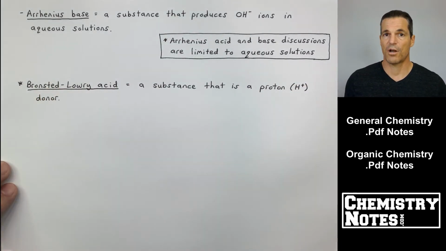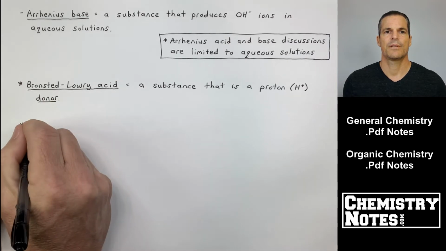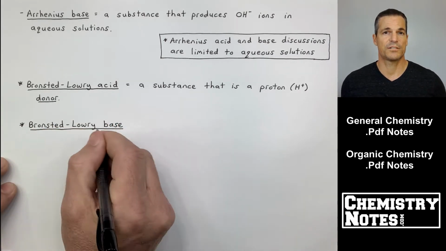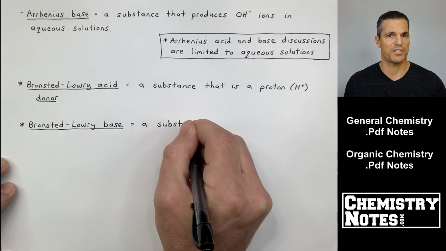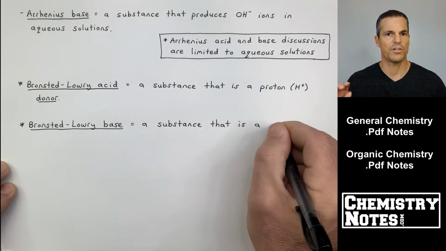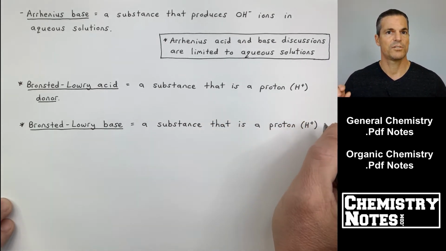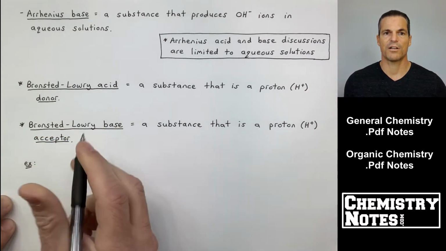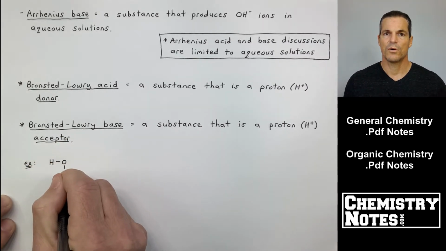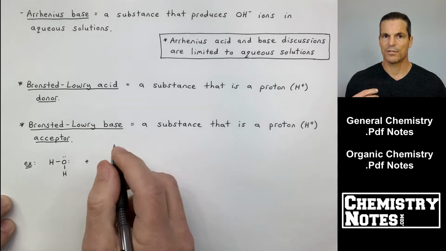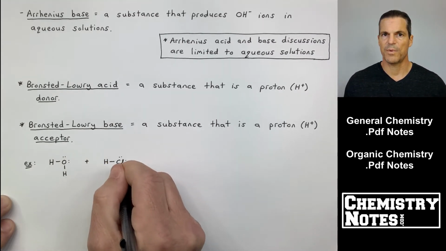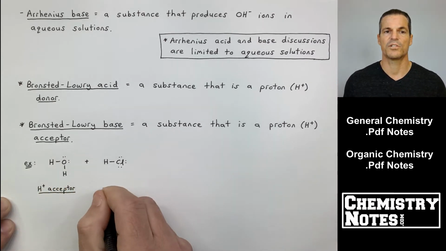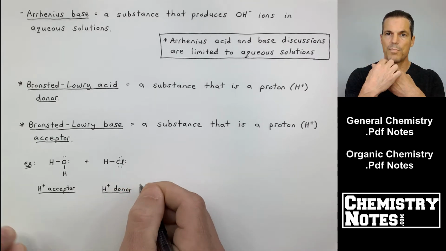So I got a little star there by Bronsted-Lowry acid. It's a substance that is a proton donor or an H plus donor. You notice that's essentially the same definition as an Arrhenius acid. It releases or donates protons, H plus ions, to the solution, but it doesn't have to be an aqueous solution. Bronsted-Lowry base, the second star there, is a substance that is a proton or H plus ion acceptor. So that's a different definition than the Arrhenius base altogether. A Bronsted-Lowry acid is going to donate H plus into solution. Who accepts it? The Bronsted-Lowry base accepts it.